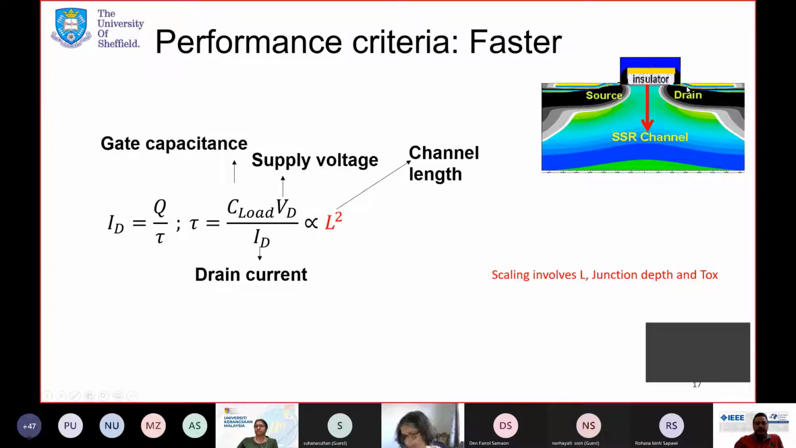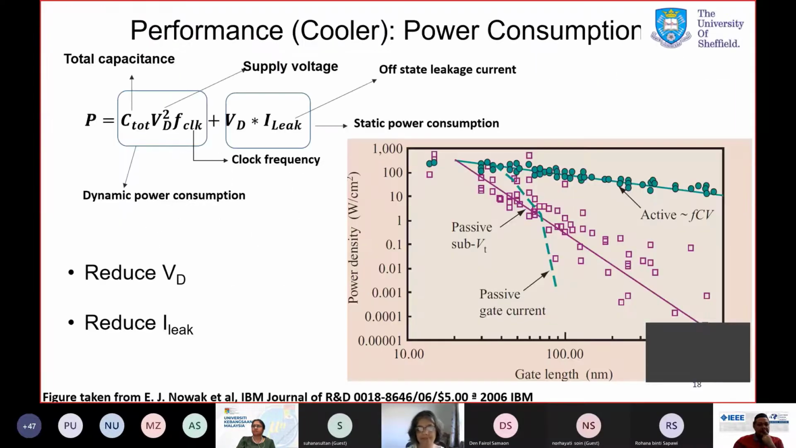Now this is obviously dependent on the square of the channel distance. That means the longer the distance, the longer it takes for the electrons to transit from the source to the drain. So to make the device faster, we need to scale this channel length, but it's not enough just to reduce the channel length. We need to reduce also the junction depth and the thickness of the insulator. And that has brought about a whole load of challenges.